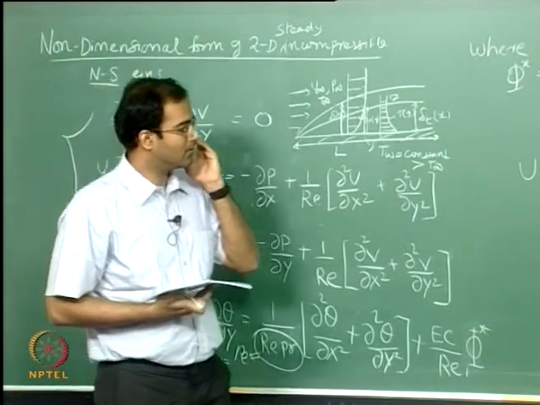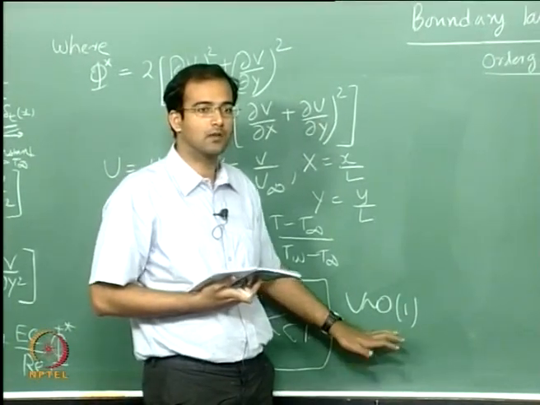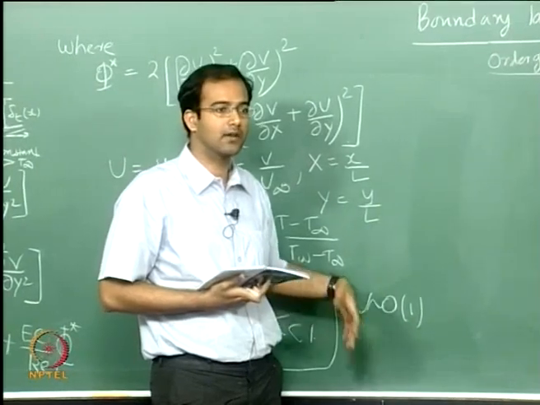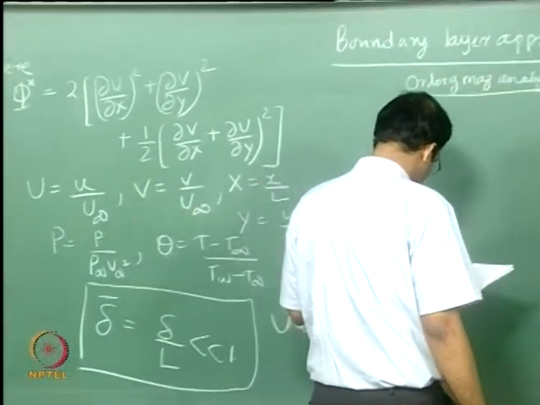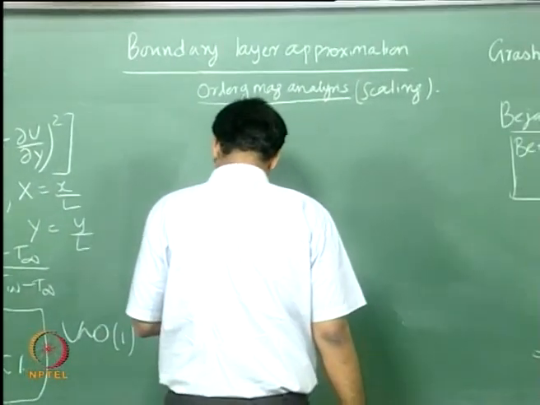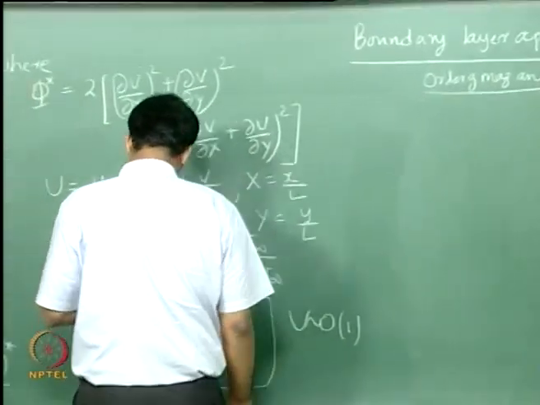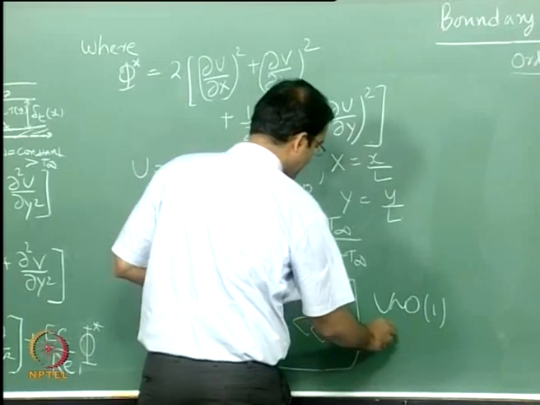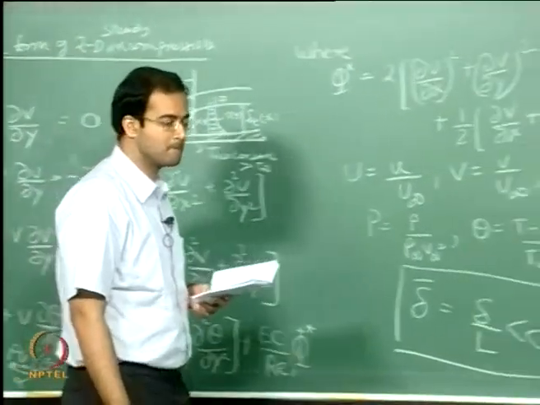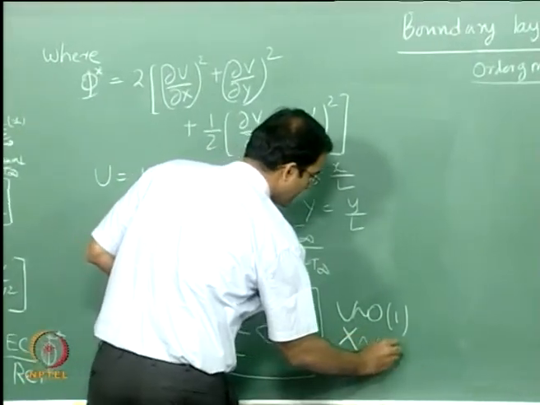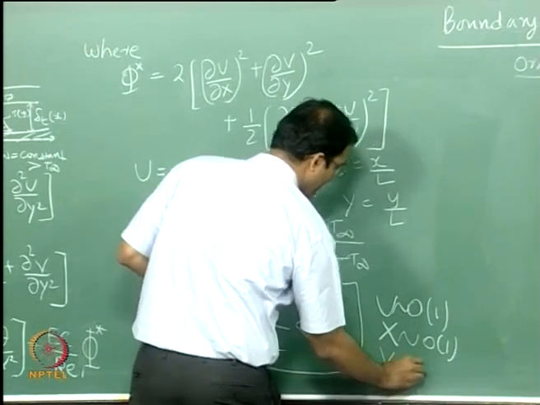Now we don't know whether V could be neglected, or whether V is of the order of 1, so that we will have to decide now. First, we write down that your u goes to the order of 1. What about your capital X? Order of 1. Now I am going to scale my y non-dimensionally.